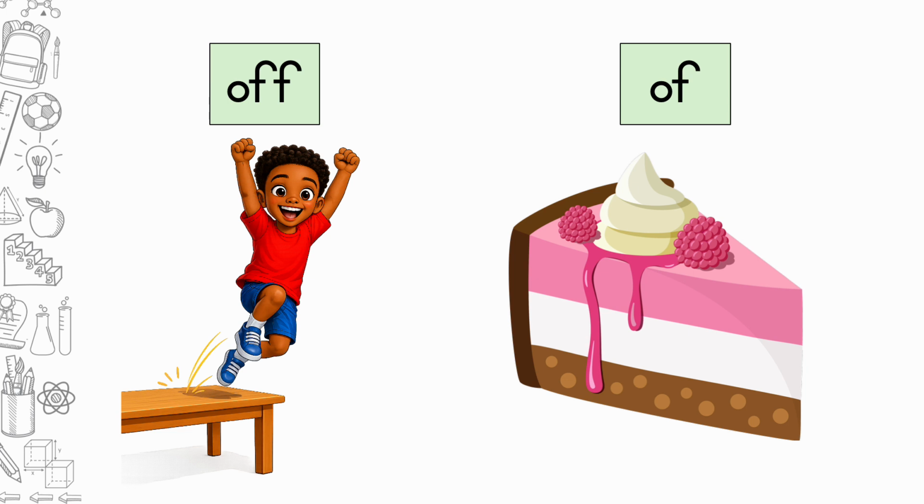The second, of with one F: please give me a piece of your cake. In Afrikaans, gee vir my 'n stukkie van jou koek. Van. So just remember, if there's movement, you double the F. If there's no movement, single F.